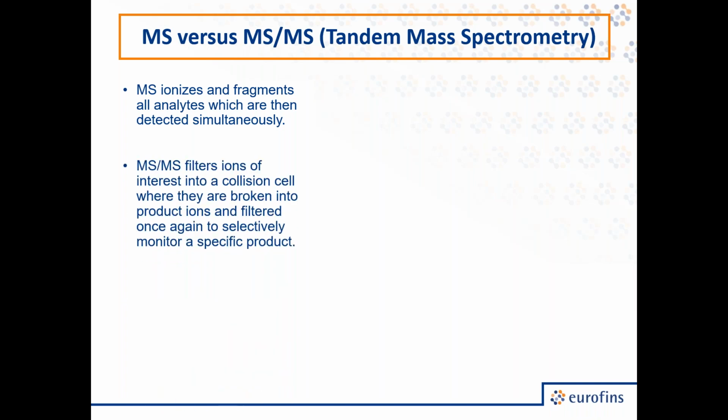However, in some cases, if we want to be a bit more selective and targeted, we'll use tandem mass spectrometry. An MS-MS filters ions of interest into a collision cell where they are broken down further and then further filtered by product ion. And this allows us to have increased selectivity and sensitivity.